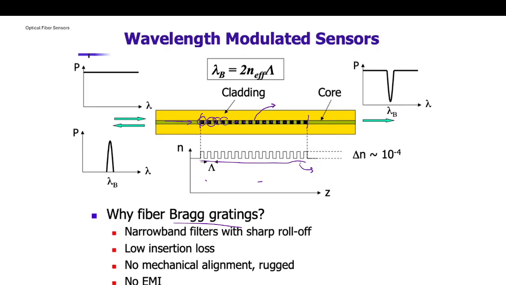Are you understanding what I'm saying? It's written narrow band filters with sharp roll off. So what will happen? You will be having the refractive index change. It's like a birefringent material.